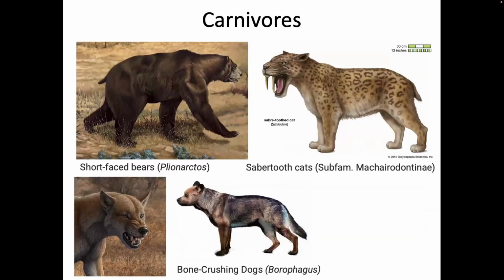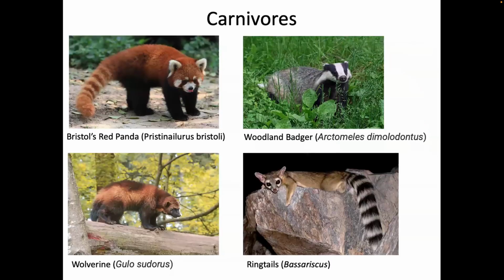The short-faced bear, Pleionarctos. These are some of the big carnivores on site. Saber-toothed cats, the exact genus and species is not known. The bone-crushing dog, which is called Borophagus. These were known for crushing bones of their prey. Some smaller carnivores and probably omnivores like Bristol's red panda, which is the only incidence of red panda outside of China. The badgers that were here were more aligned with the Eurasian badgers that we see in Europe and Asia today.